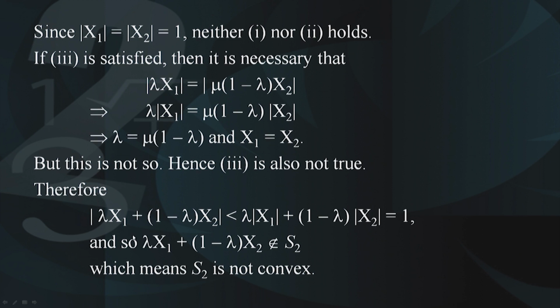Therefore, what do we conclude? That the absolute value of lambda x1 plus 1 minus lambda x2 is strictly less than lambda times the absolute value of x1 plus 1 minus lambda times the absolute value of x2, which is equal to 1, and so we conclude that lambda x1 plus 1 minus lambda x2 does not belong to the set S2, and this means that S2 is not a convex set.